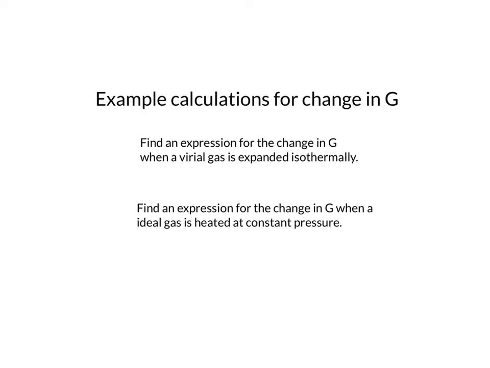Let's take a look at two calculations for change in Gibbs free energy. First, we'll look at an isothermal expansion of a virial gas, and then we'll look at a constant pressure heating of an ideal gas.